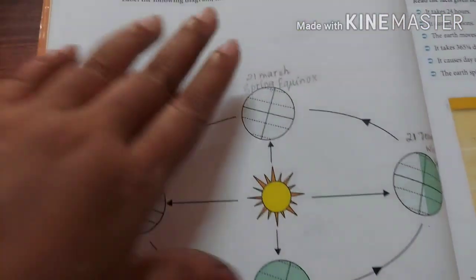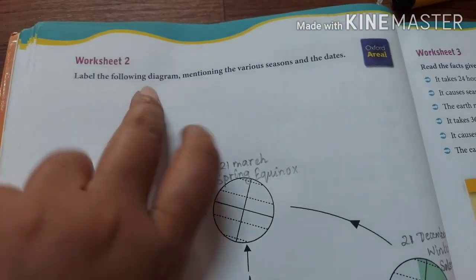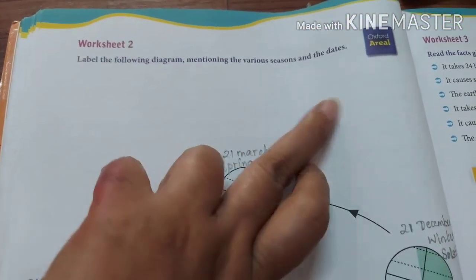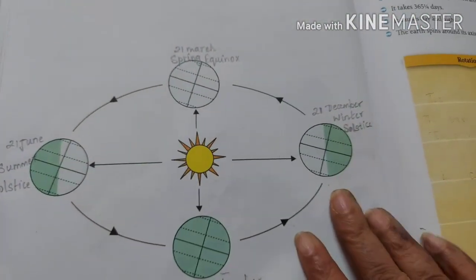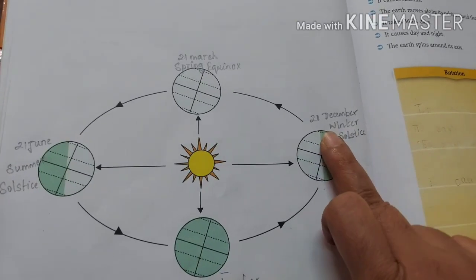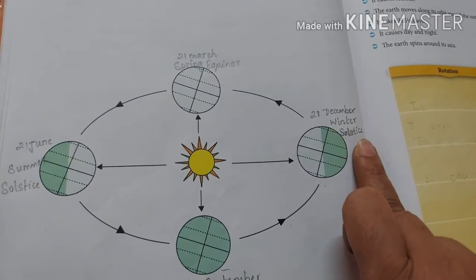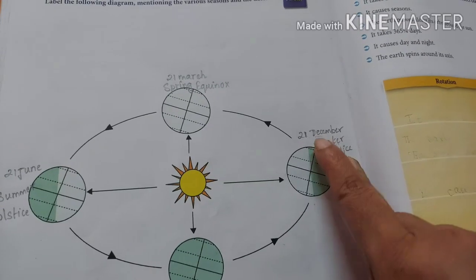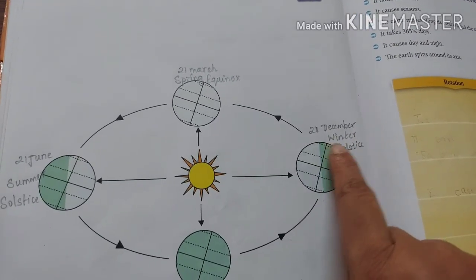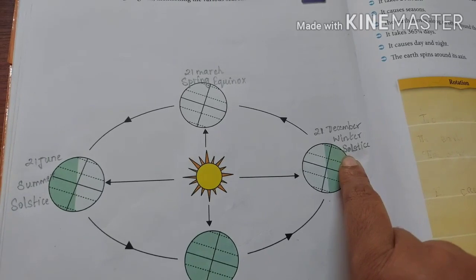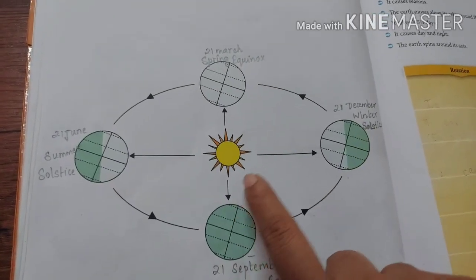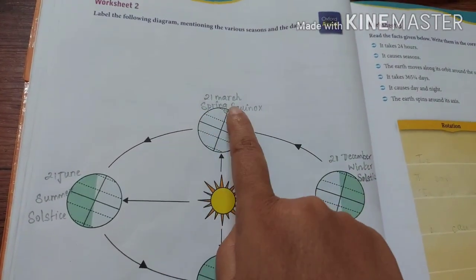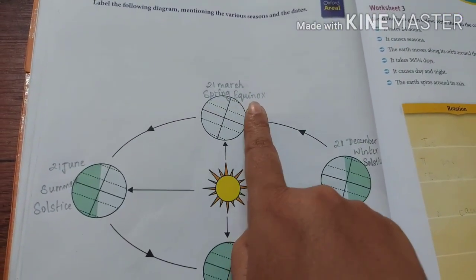Here I have written the month and the seasons. In the same way you have to write it down in your book. Here you know the directions, and the first will be the 21st December winter solstice, and 21st March will be the spring equinox. Write it down in your book neatly using your pencils.